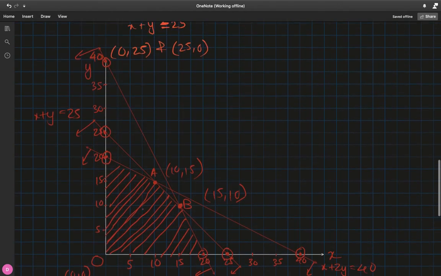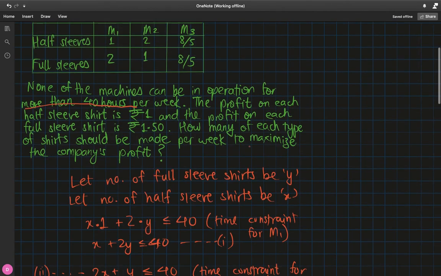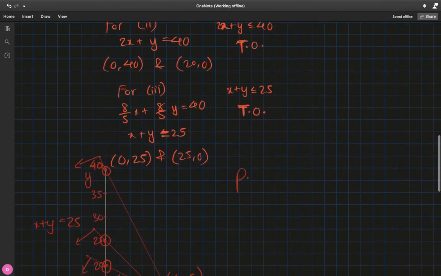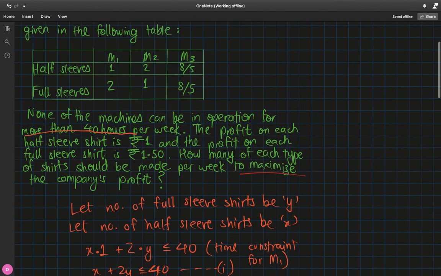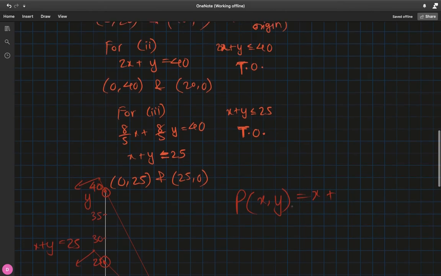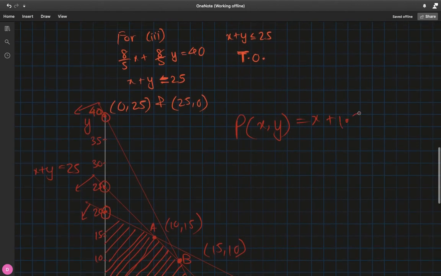And we forgot to mention what function we have to optimize. So we have to maximize the profit, right? Let's first define the profit function. So the profit as a function of x and y is given by, well, the data is here. Profit on each half sleeve shirt is 1, and how many half sleeve shirts are there? x. So 1 times x is x, plus the total profit, that's why plus 1.5 on each full sleeve shirt, and how many full sleeve shirts? y full sleeve shirts. So 1.5y.